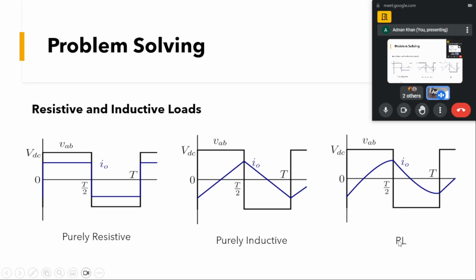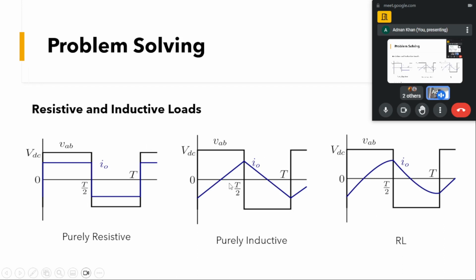And you can say the more the value of L, the closer this will be to the triangular, and the lesser the value of L, it will be closer to the R, and this whole current waveform will try to be closer to the square wave. Like the more the L, the closer to the triangular, and the more the R and lesser the L, it will be closer to this square wave as in the first part.